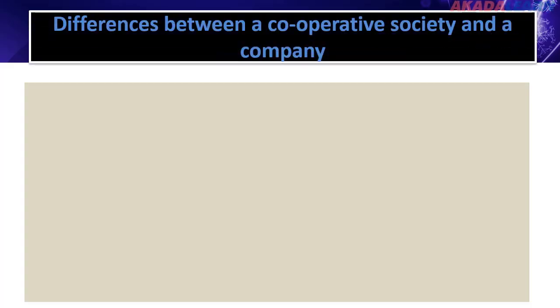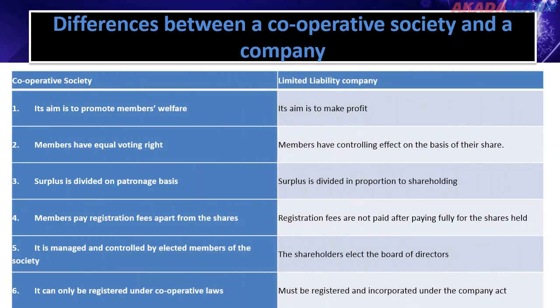And lastly, let's take a look at differences between a cooperative society and a company. 1. The main aim of a cooperative society is to promote members' welfare, while the aim of a limited liability company is to make profit. 2. Members have equal voting rights in a cooperative society, while in a company, members have controlling effect on the basis of their shares. 3. In a cooperative society, surplus is divided on patronage basis, while in a limited liability company, surplus is divided in proportion to shareholding.